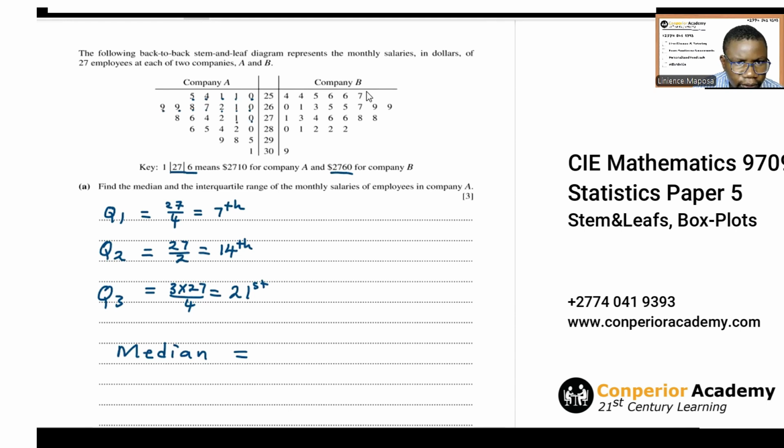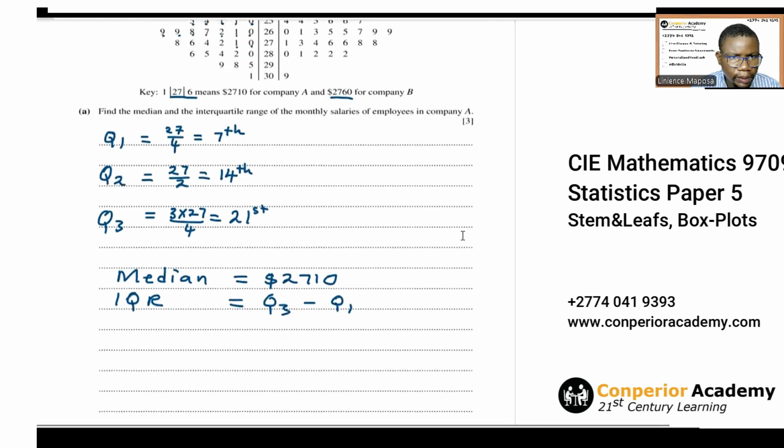So the 14th value is $2,710. So this is $2,710. Remember, you must add a zero. Then the interquartile range, IQR, is going to be equal to Q3 minus Q1.